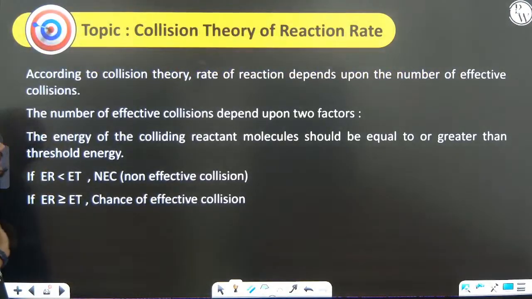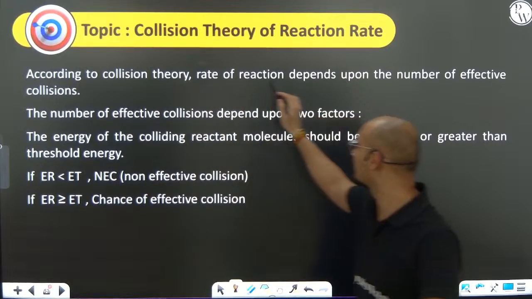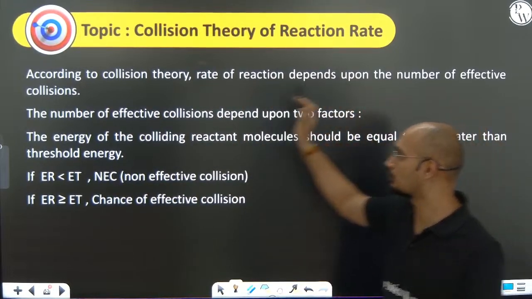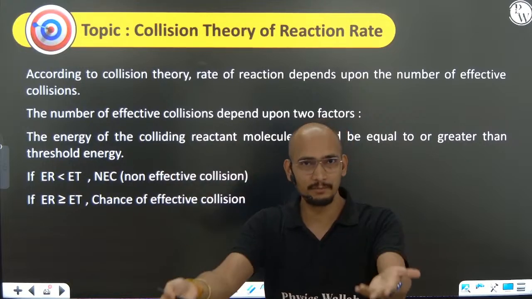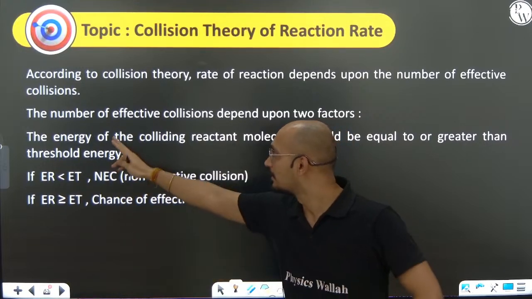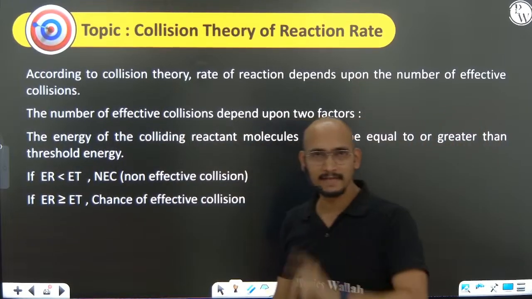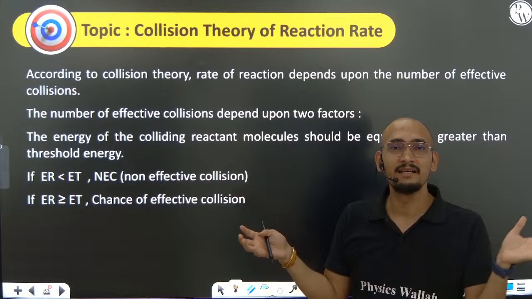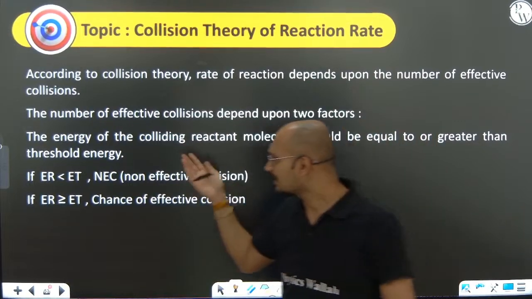Everyone, you know that. Now, collision theory of the reaction says that, according to collision theory, rate of reaction depends upon the number of effective collisions. The more the collisions between the reactants, the more the product will be formed, or the more the rate of reaction will be. The number of effective collisions depends on two factors. One is probability, how well something is colliding. So basically it is nothing but effective collision.